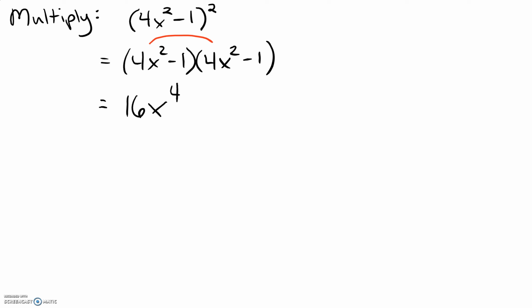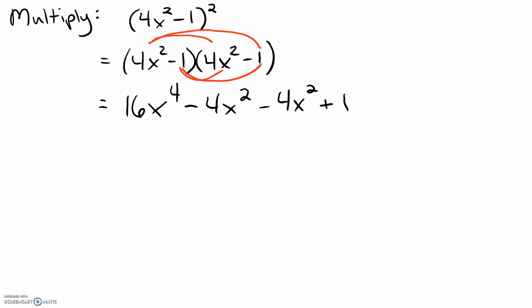Then our outer terms are going to be 4x squared and a negative 1. So 4x squared times a negative 1 is just going to be minus 4x squared. Our inner terms are going to be a negative 1 and a 4x squared again. So again, we're going to have a negative 4x squared when we multiply that out. And then the last terms, we're going to have a negative 1 multiplied by a negative 1. And negative 1 times negative 1 is just going to give us positive 1.